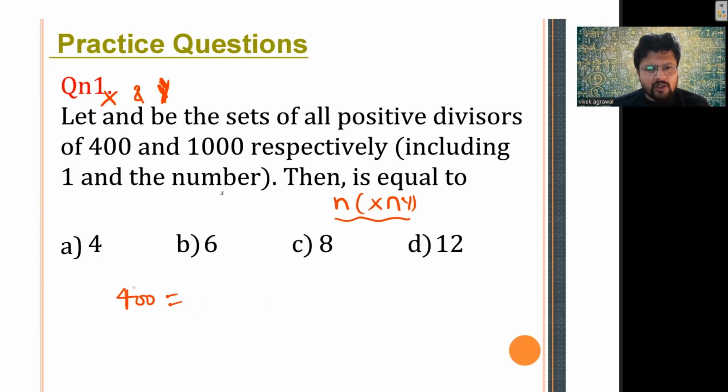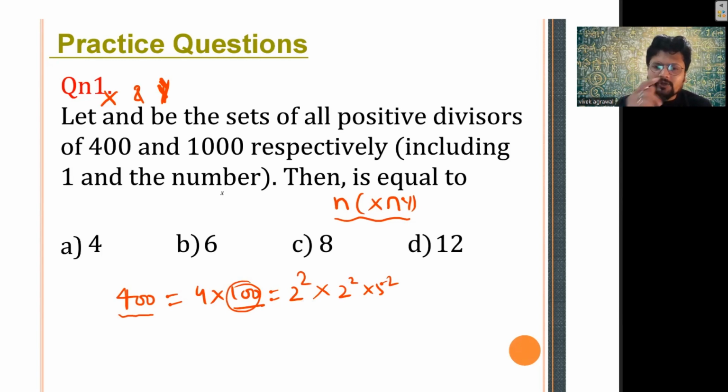Do you need pen and paper to solve such a question? Generally people do, right? See, we can prime factorize it orally. This is nothing but 4 into 100, right? And 4 is nothing but 2 square, and 100 is nothing but 2 square into 5 square. If we have 1000, that is nothing but 2 cube into 5 cube. So the prime factorization of 400 is 2 to the power 4 into 5 square.